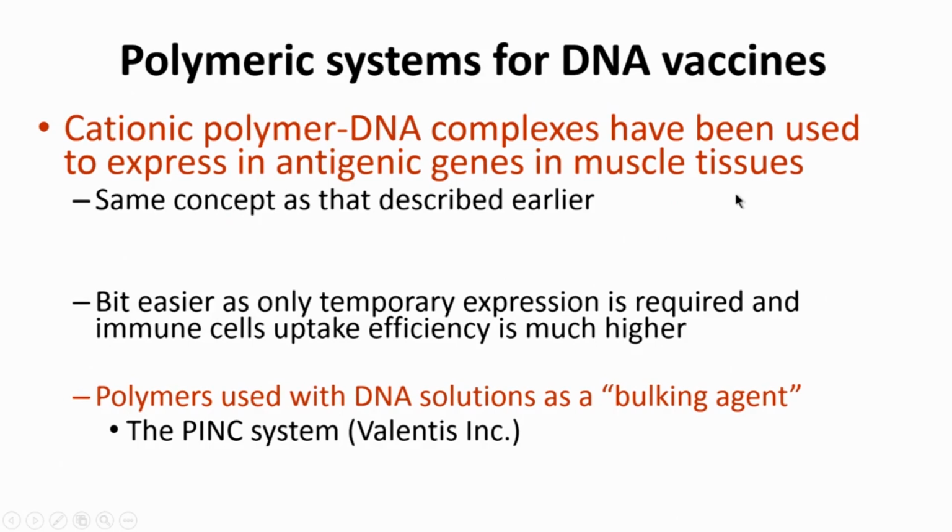So, what about polymeric systems that we can use for such DNA vaccines? Again, very similar to what we already discussed in the last class. These are going to be cationic polymers. You are going to make DNA complexes with this cationic polymer, and then you can use this to express genes in any target tissue, such as muscle tissue, a very similar concept to what was described in the previous class.